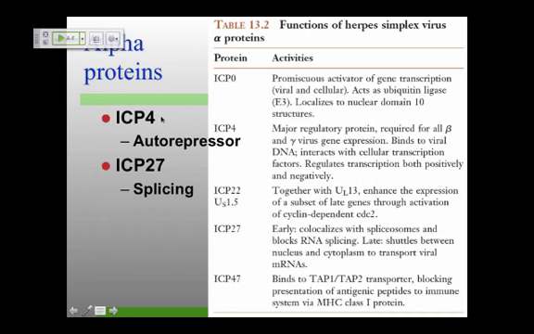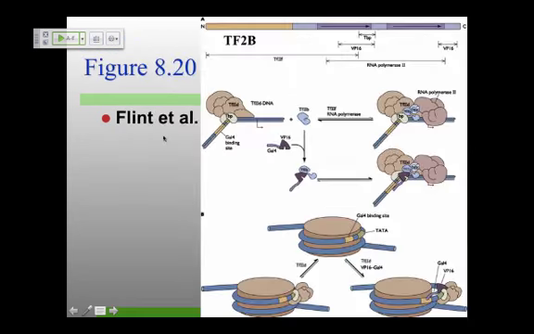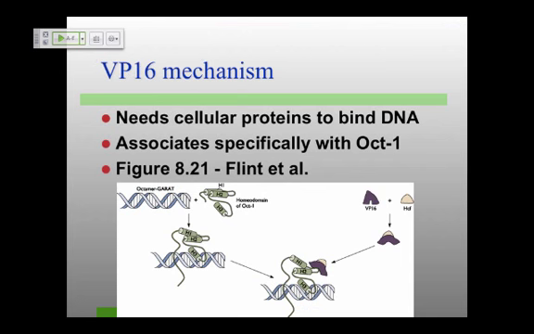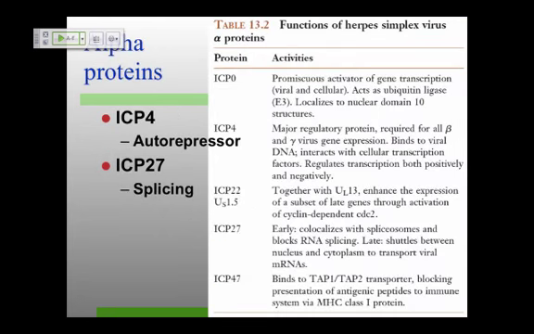ICP4 is a regulatory protein. Also, if we back up, you'll notice that the ICP4 promoter also has ICP4 binding sites, particularly this ICP4 binding site, which is right on top of the transcriptional start site. So once you make a whole bunch of this protein, it shuts off its own transcription. So it's an autoregulator, or in this case, autorepressor. And then ICP27, again, blocking splicing.